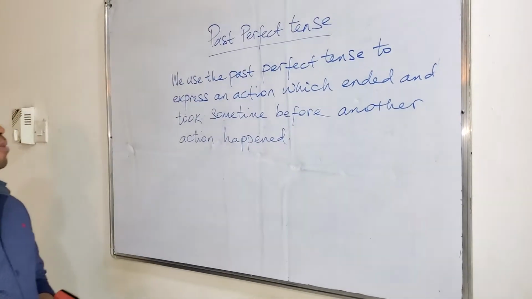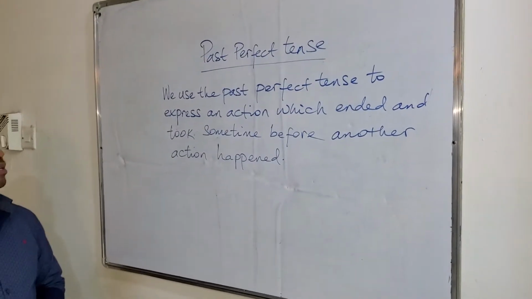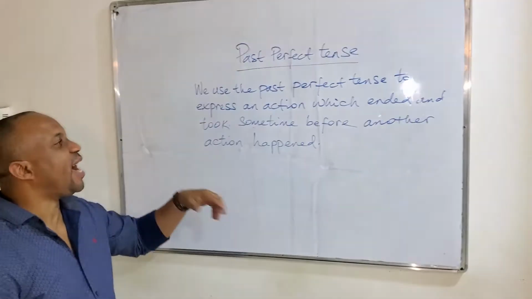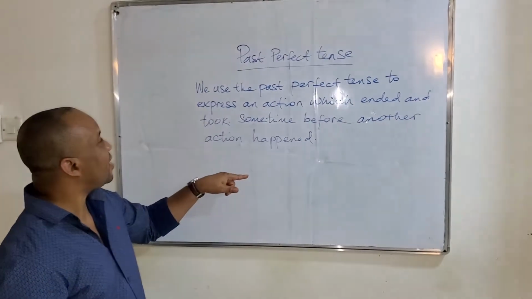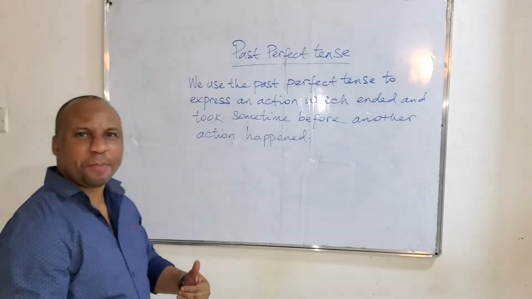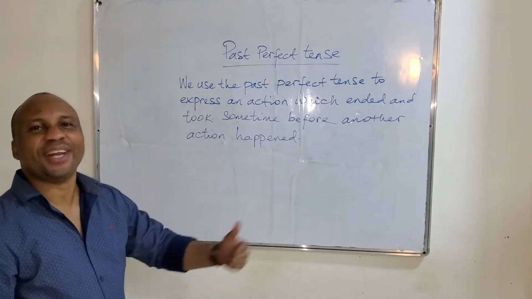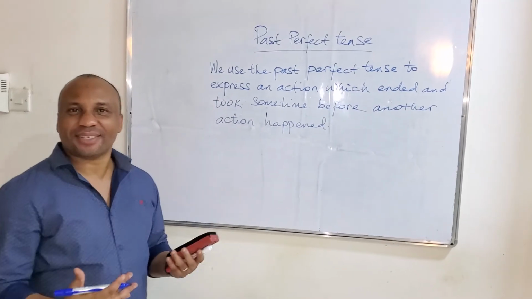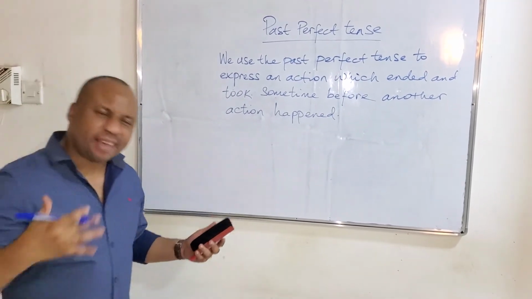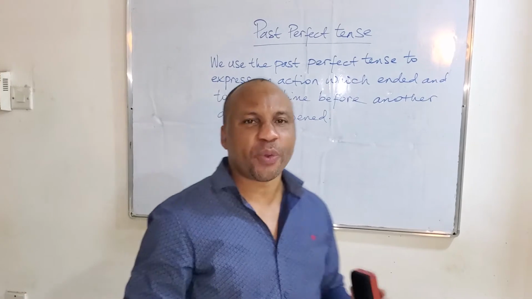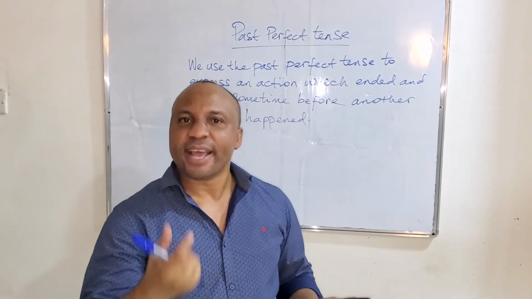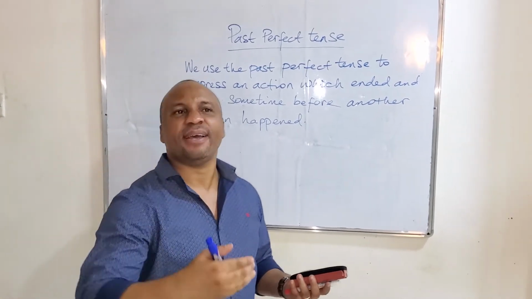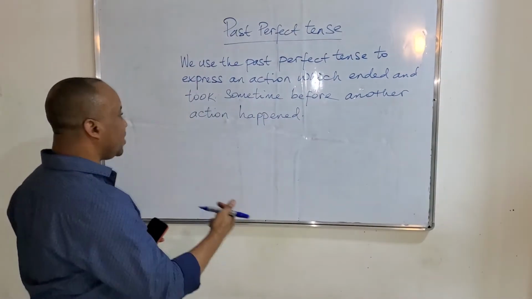So, ladies and gentlemen, the past perfect tense. We use the past perfect tense to express an action which ended and took some time before another action happened. So, the action happened in the past and ended. Then another action happened. Usually, that other action is a short action, which means that it's in the past simple tense or past simple form.